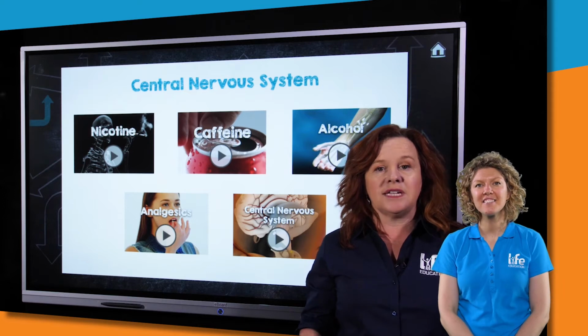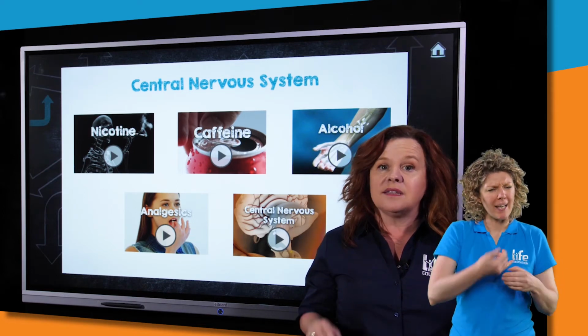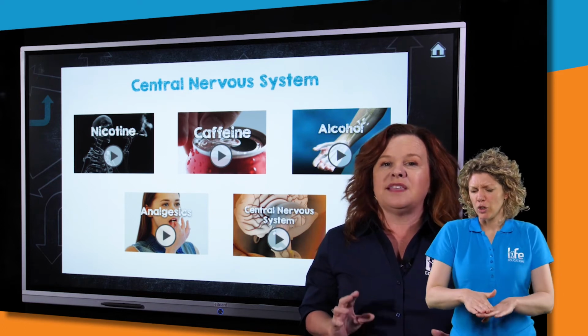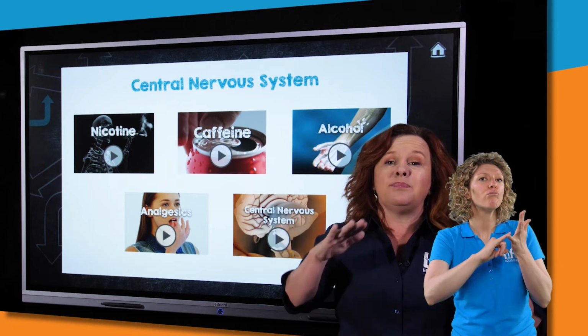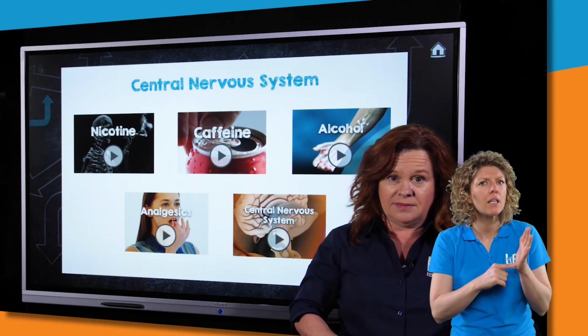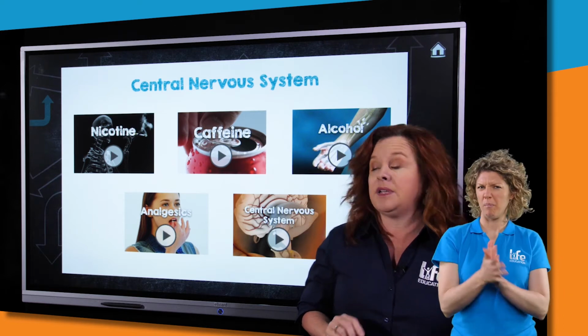Some drugs slow down messages travelling through the nervous system. We call these drugs depressants, not because they make a person feel sad or depressed, but because they depress the nervous system. Let's have a look at how a drug like alcohol does this in the body.